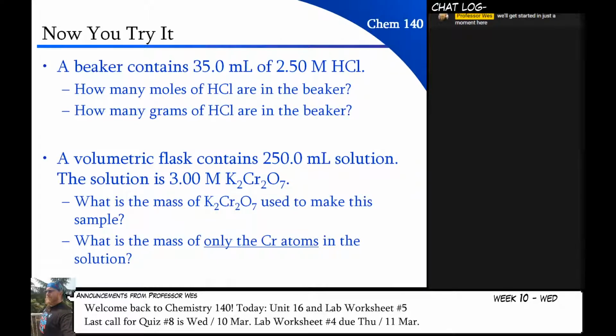So I'll give you about 5 or 6 minutes to try these two problems. Or 4 problems, I guess. So the first one asks how many moles of HCl are in this sample? And then how many grams is that sample of HCl? And then down here, the second problem, if you have 250 milliliters of 3 molar potassium dichromate, you could find the mass of potassium dichromate once you know the number of moles, and then you can find the mass of just the chromium atoms in the solution. How the heck do you do that last one?